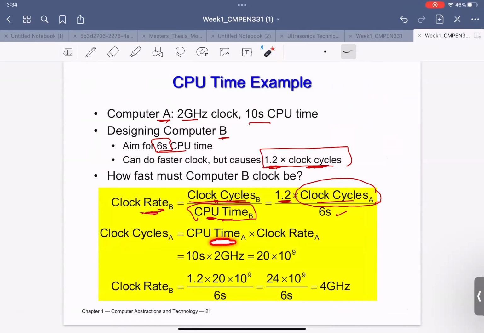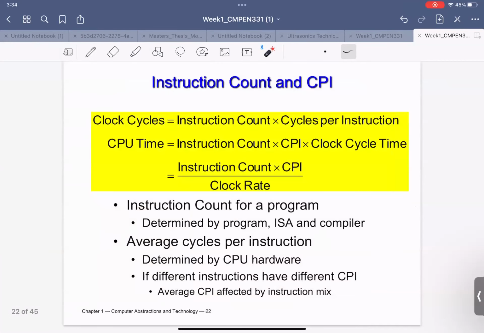What is the CPU time for A? It is 10. What is the clock rate for A? It is 2 gigahertz. So multiply this by this, I have that number. Plug that number here, then you have the clock rate for B is equal to 4 gigahertz in this particular case. So you can see that B, of course, now has a clock rate of 4 gigahertz instead of A's 2 gigahertz, in that example.